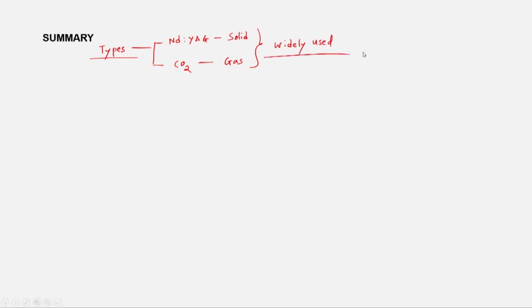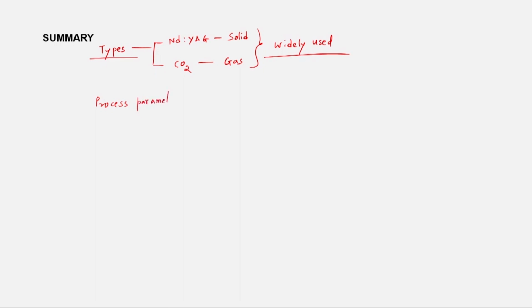So, let us summarize today's class. In today's class, we have seen various types of prominent lasers. Prominently we are using Nd:YAG and CO2. Nd:YAG is a solid laser and CO2 is a gas laser. So, these are widely used in the industry. We have seen their construction and working. Then we have seen various process parameters and their effects.